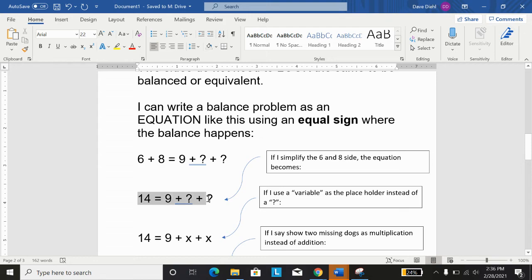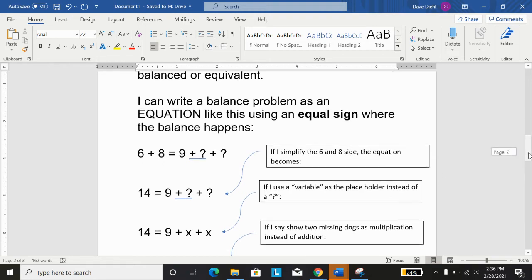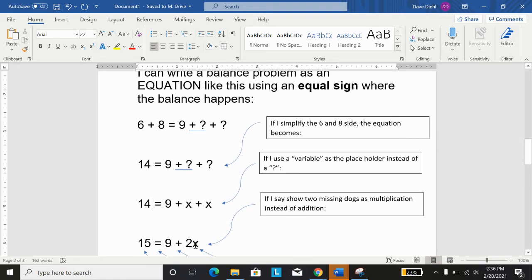Notice it's the same thing as this, but instead of using question marks, I'm just going to use the letter x. Still acts as a placeholder, still don't know what that number is. And that's even the same thing as this, but again, instead of 6 plus 8, I used 14. Well, this is kind of drawn out, so instead of showing these two dogs as addition, x plus x, I can just say multiplication, which would be 2 times x. So this thing could be written as 6 plus 8 equals 9 plus question mark plus question mark. It could also be written as 14 equals 9 plus question mark plus question mark.